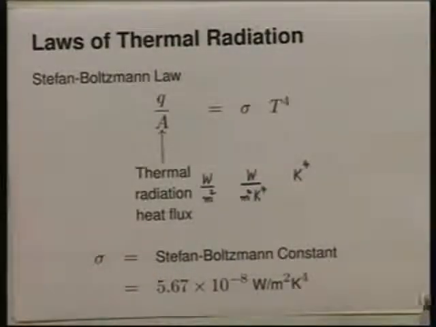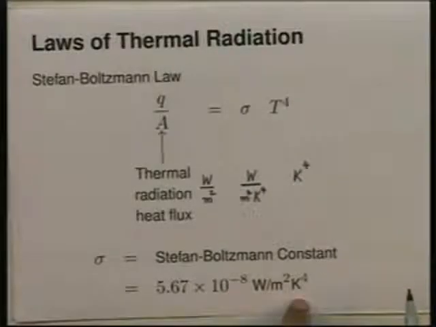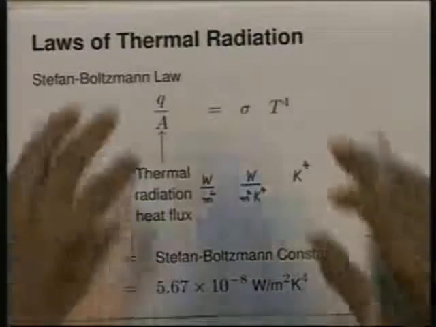And from experimental data, the value of sigma has been determined to be 5.67 × 10^-8 watts per meter squared Kelvin to the power of 4. This is the value of the Stefan-Boltzmann constant. The nature of the Stefan-Boltzmann law, Q by A proportional to T to the power of 4, was derived by Stefan and Boltzmann based on certain considerations, thermodynamics, etc. The constant comes from experimental data, 5.67 × 10^-8 watts per meter squared Kelvin to the power of 4.